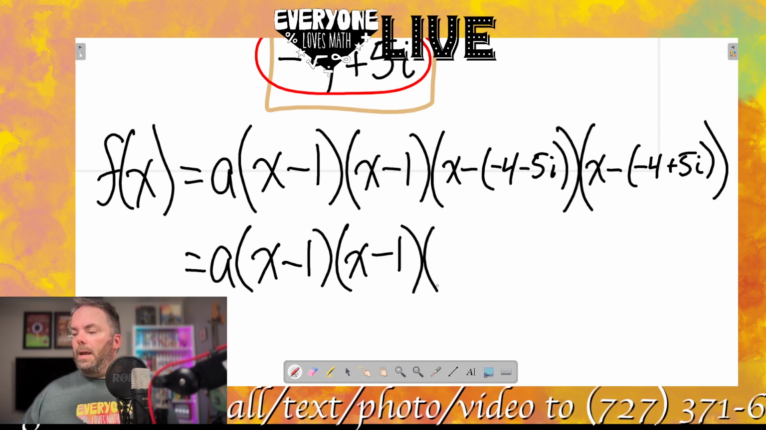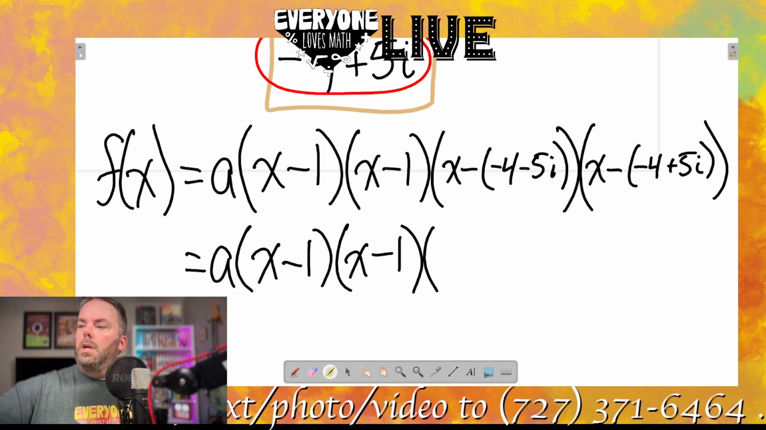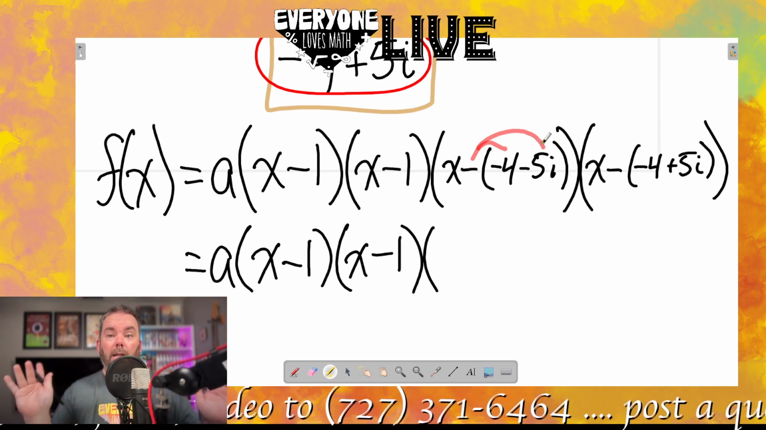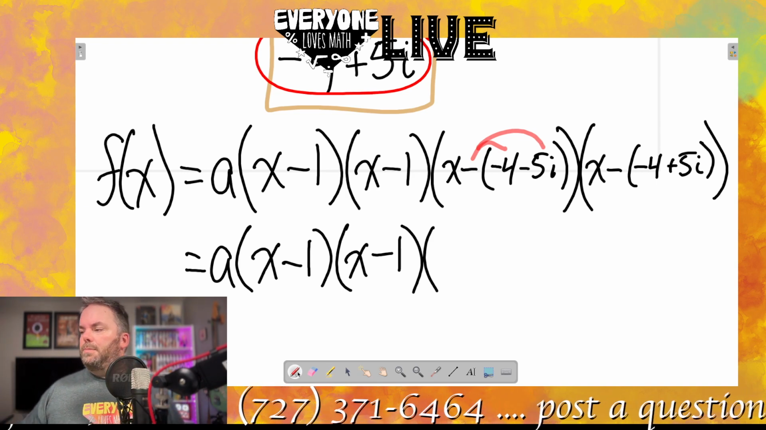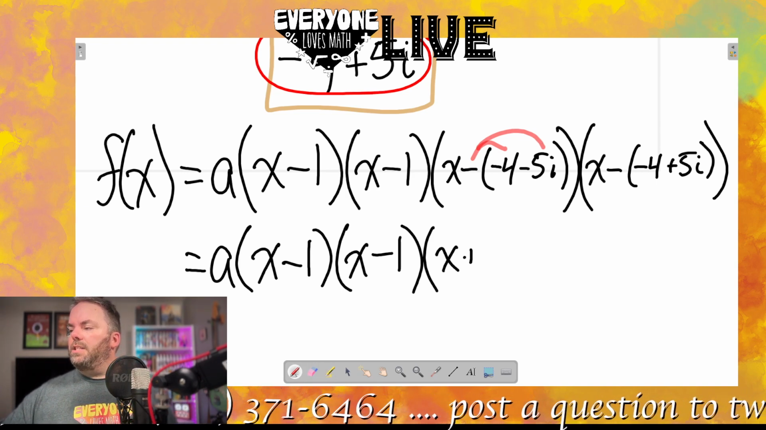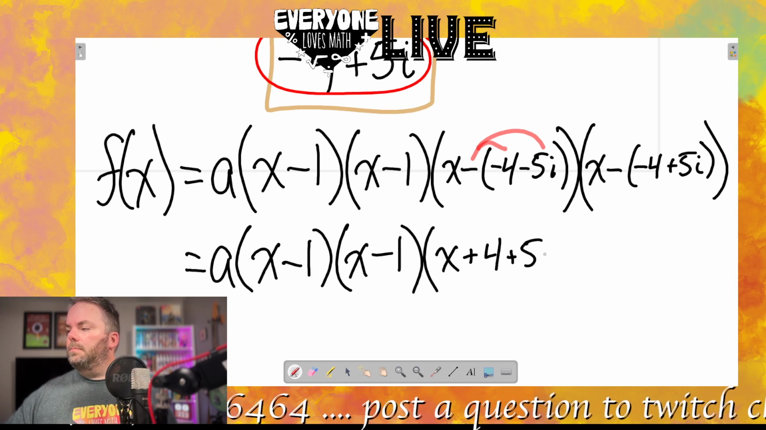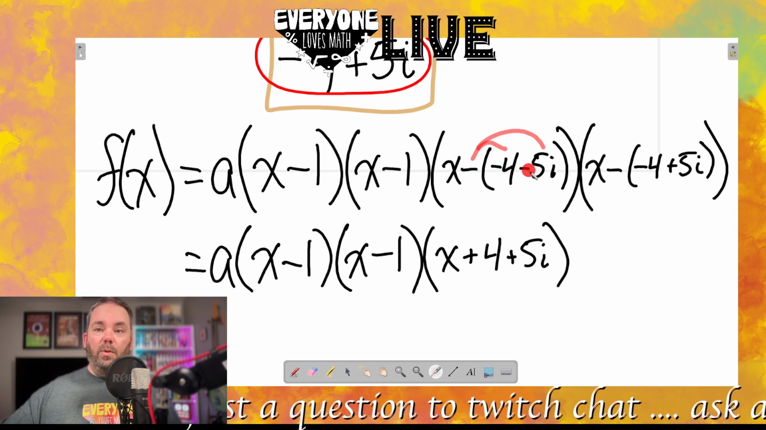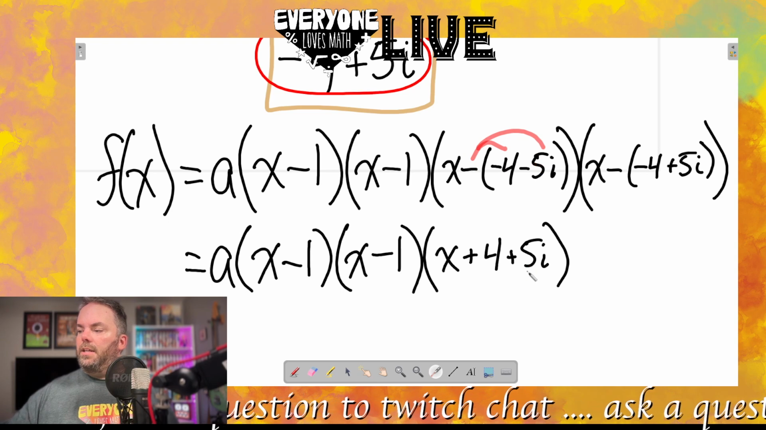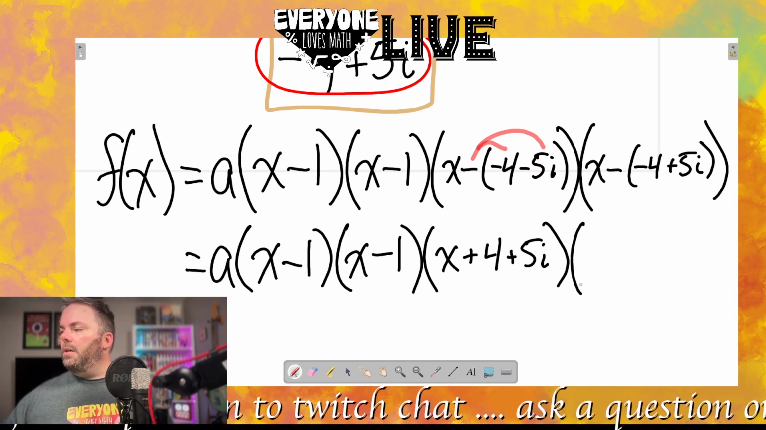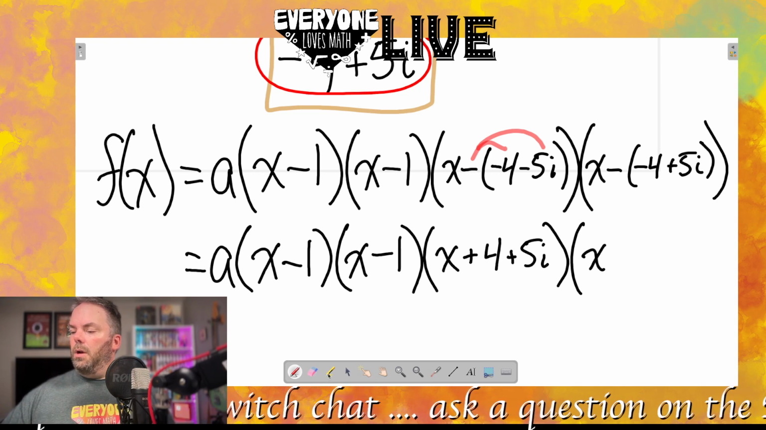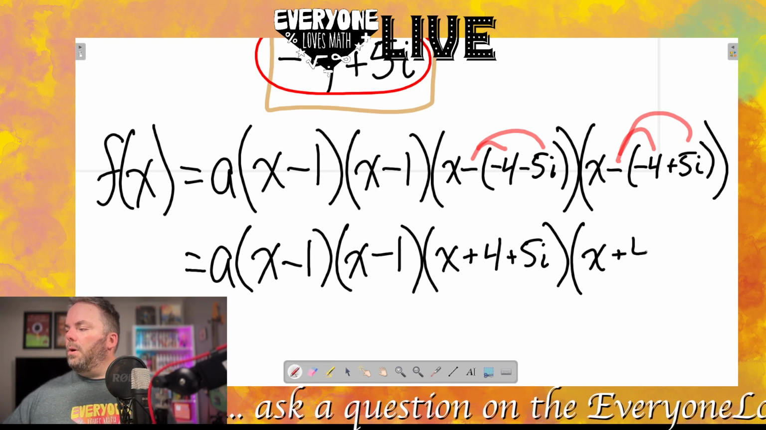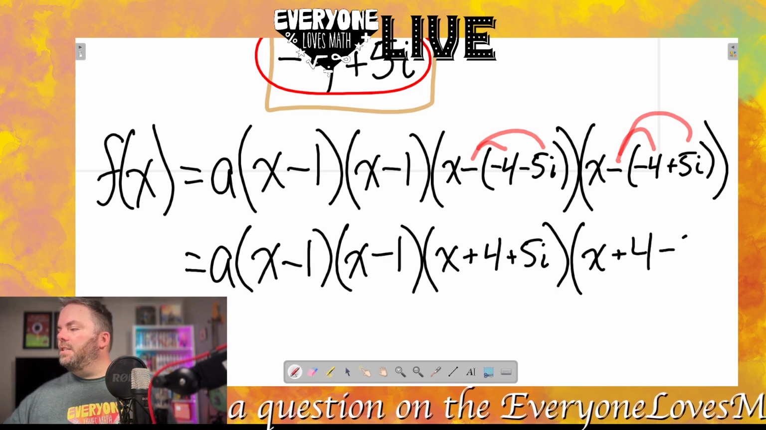All right, next up, what I'm going to do is distribute this minus sign. At this stage of the game, we're just doing the bare minimum cleaning up. So we're going to distribute this minus sign. This is going to make it x plus 4 plus 5i. Right, if we hit negative 4 with that minus sign, that's going to go positive. If we hit negative 5i with that minus sign, it's going to go positive. And then our last factor is going to be x, and then we've got to do our little rainbows again. Take that negative sign and distribute it. So we're going to get plus 4, right, minus negative 4, and then minus 5i.